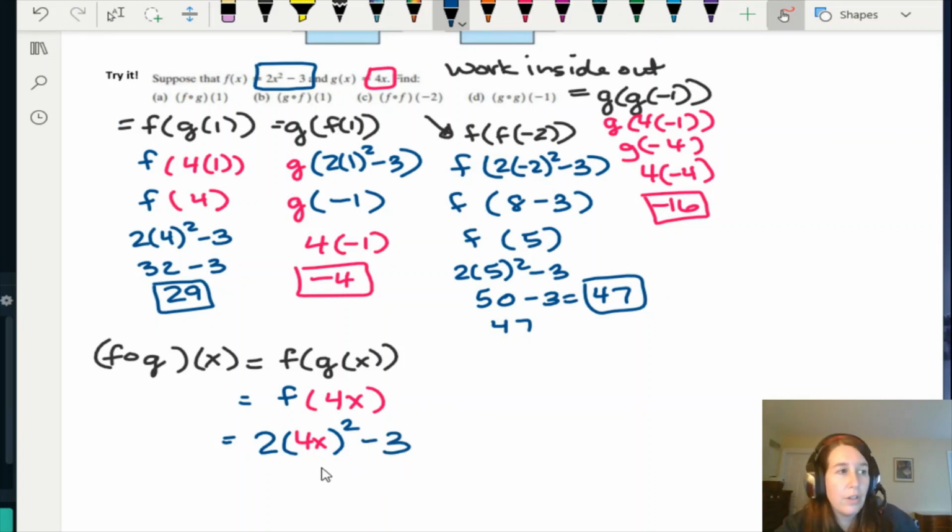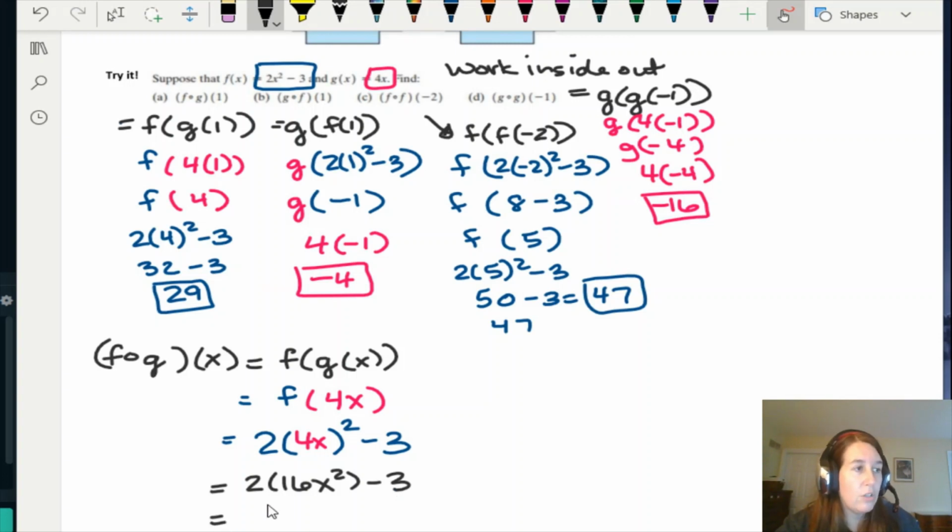This is really where the colors could help. So see how I'm putting the g function into the f function. The f function is this blue outer part, the outer function, and the g function is the inner function. Now I'm going to simplify, and so it can be the new function, I'm going to write that one in black. So I have 2 times 4x squared, that is 16x squared minus 3, and then 2 times 16 is 32x squared minus 3. So this is my new function that I created.